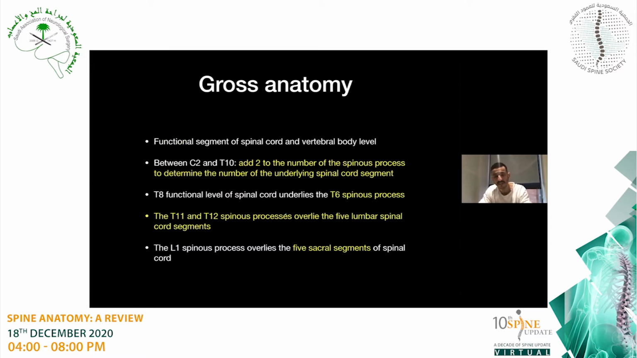The other point we need to mention is the functional segment of the spinal cord in relation to the vertebral level. For C2 to T10, for example, if you have a lesion at the T9 spinous process, which part of the spinal cord will be injured? You just add 2. So T9 will be T11. For example, the T8 functional level of the spinal cord will be underneath the T6 spinous process. Hopefully this is very clear. The T11 and T12 spinous processes correspond to the lumbar enlargement, and the L1 spinous process to the sacral segments of the spinal cord. That's really important for localization.